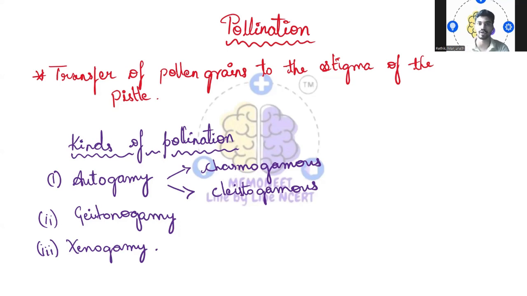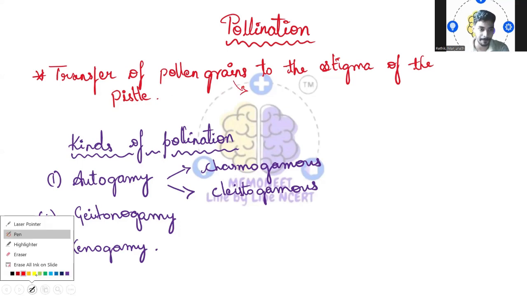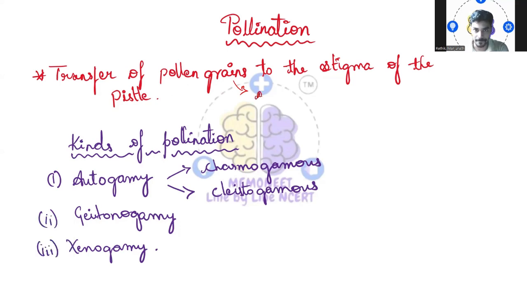So we know that pollen grains are what? Male gametes, right? So there has to be a transfer of these pollen grains. When I'm talking about pollination, it is a mechanism achieved with some objectives. What is the objective here? It is the transfer of pollen grains, that is, shedding of the pollen grains from where? From the anther. Shedding of the pollen grains from the anther, which are then transferred to the stigma of the pistil, is called pollination.